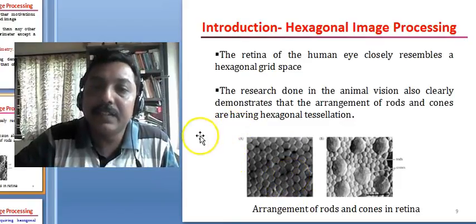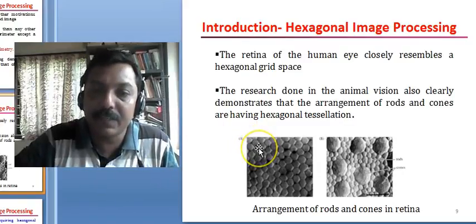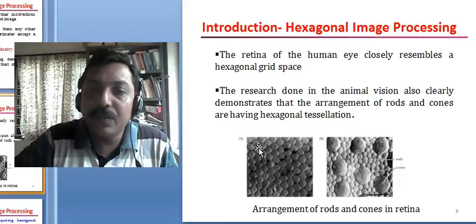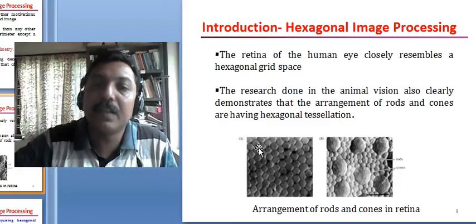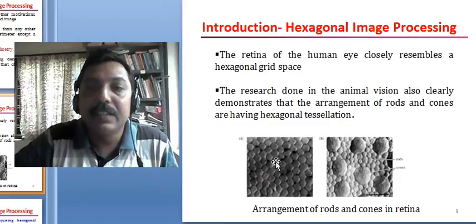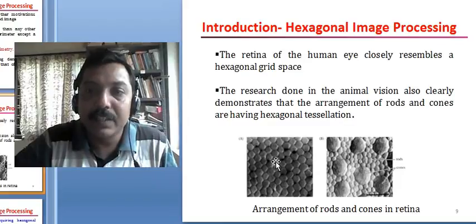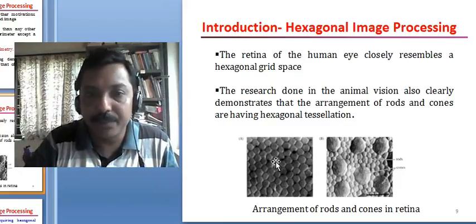And again, the research done in animal vision also clearly demonstrates that the arrangement of rods and cones has a hexagonal tessellation. So, if we are able to represent a digital image using a hexagonal structure, then the computer vision or the machine vision will be as close to human vision. That is why the researchers are going behind this hexagonal image processing.